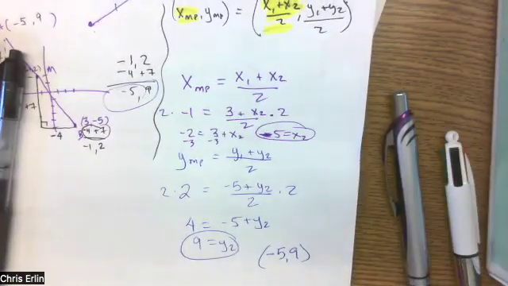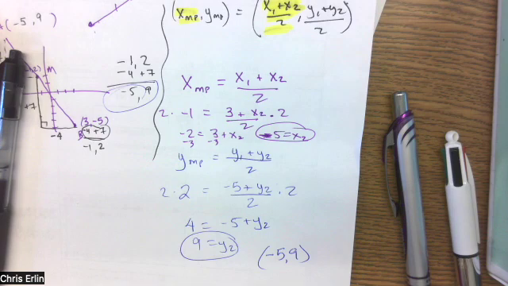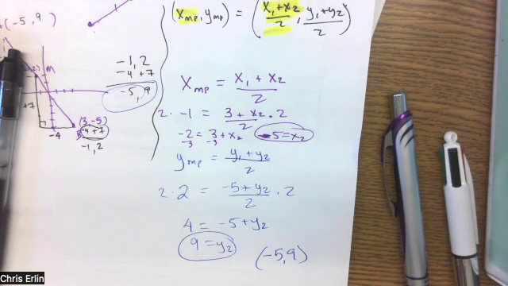Just curious, who likes the graphical way? Put your hand up. Hands down. Who likes the algebraic way? Put your hands up. Just about half and half, isn't it? You get to choose whichever way you want to do it.